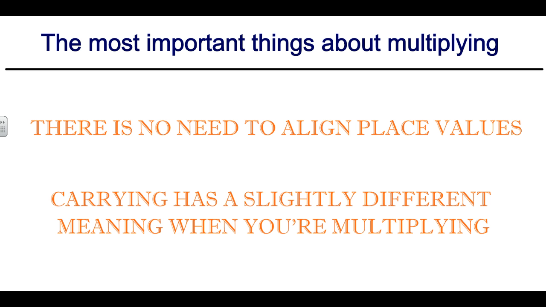So as a brief review, with multiplying, we have 2 things we need to remember. First, there's no need to align the place values when you're working with it, but also that carrying has a slightly different meaning. Still the same kind of idea, but the carrying gets added on at the end after the 2 digits are multiplied.